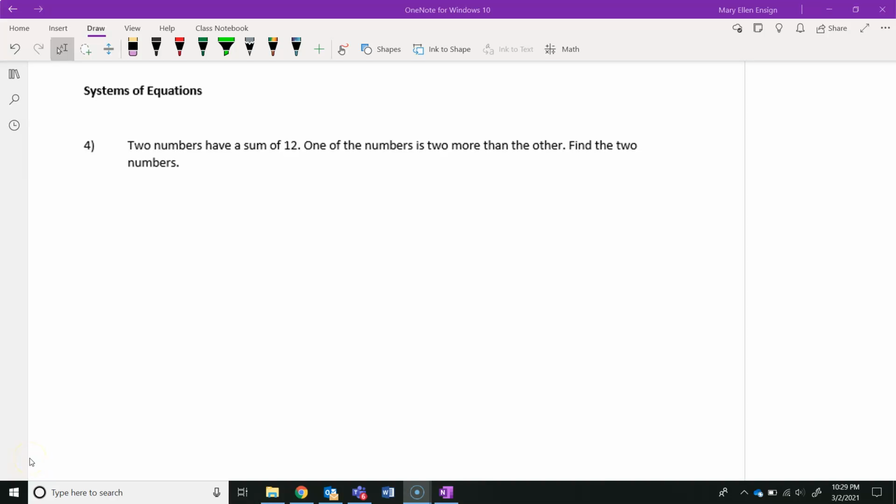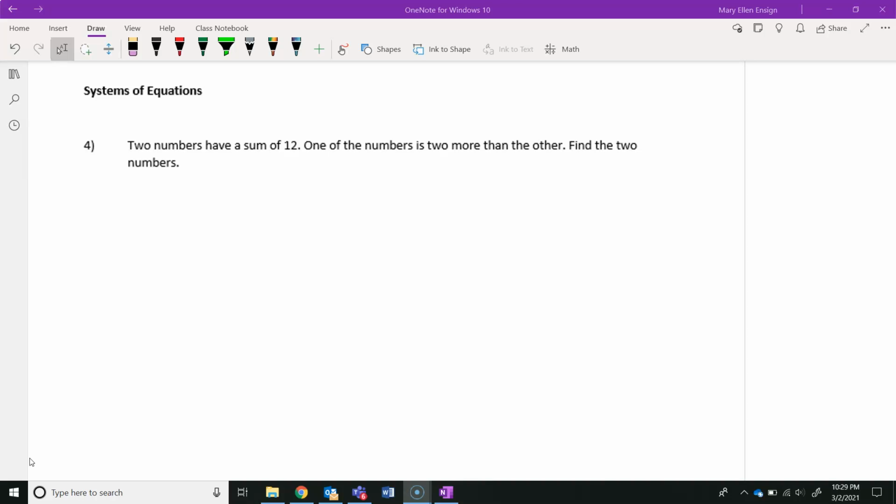Okay, so we're back for more of Chapter 4 notes, and we have talked about writing equations from words. We talked about some of the geometry problems, finding the missing angles of a triangle. We talked about complementary and supplementary angles, and we talked about consecutive integer problems. So now we're going to talk about systems of equations.